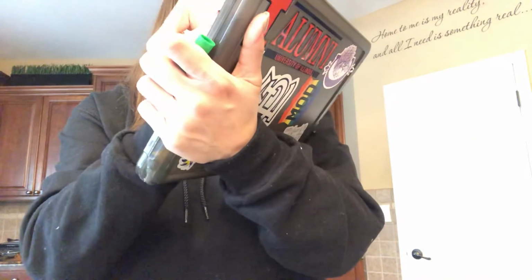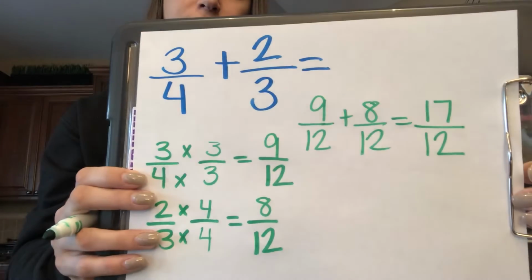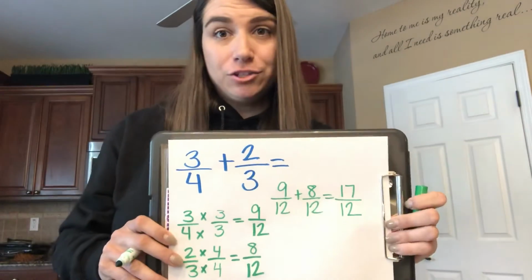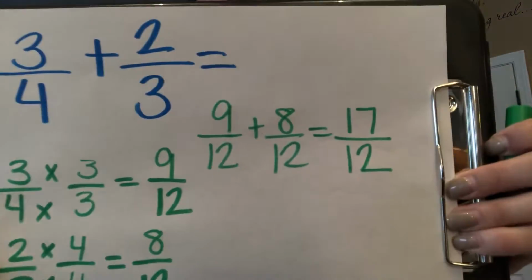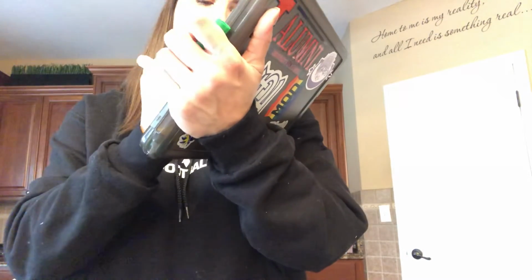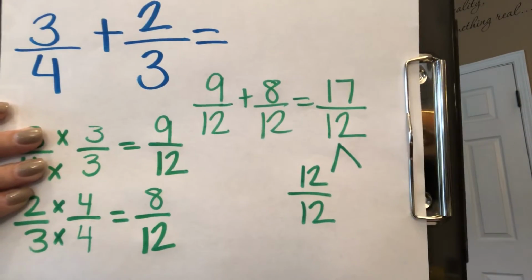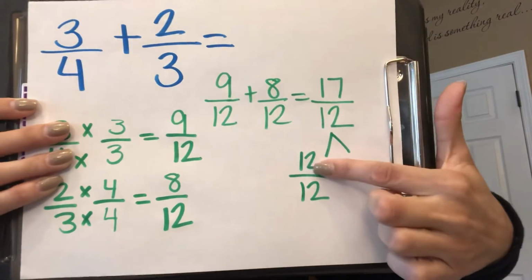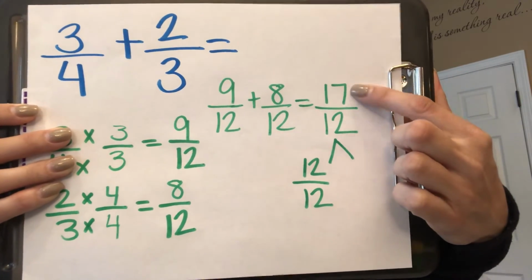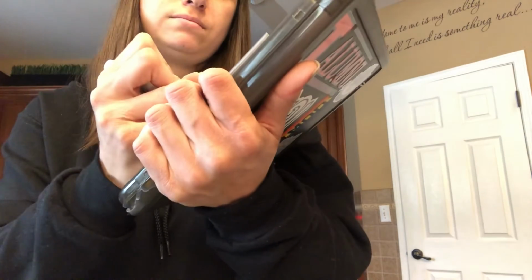All right, so what I'm going to get, 9 plus 8 is 17/12. And that's an improper fraction, right? So I have to change it to a mixed number. So take away that 12/12 again, that whole number 1, right? And then I took away 12 from 17. So 17 minus 12 is 15. Wait, no, it's 5. Sorry.